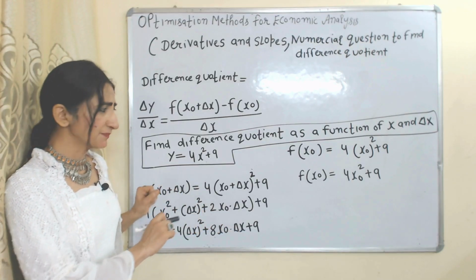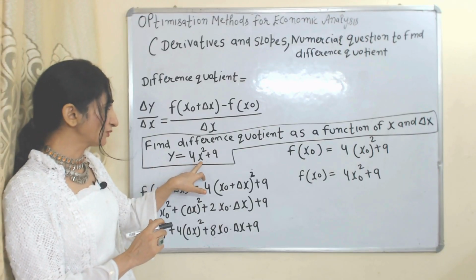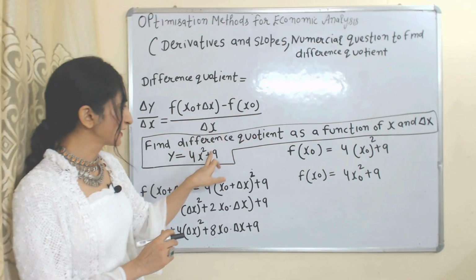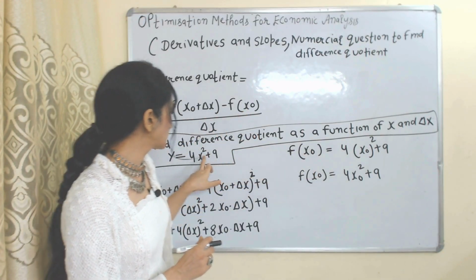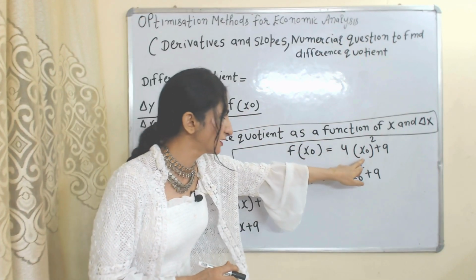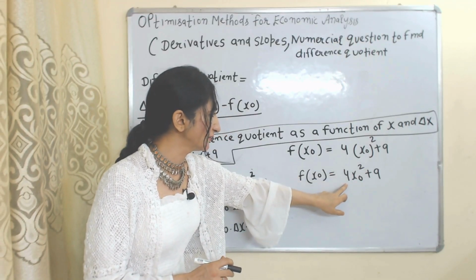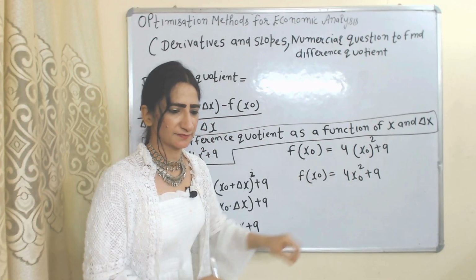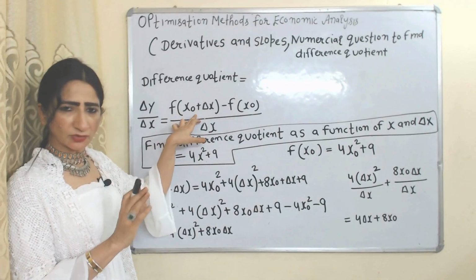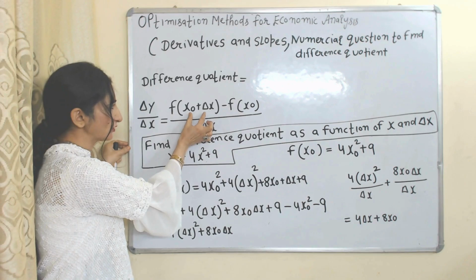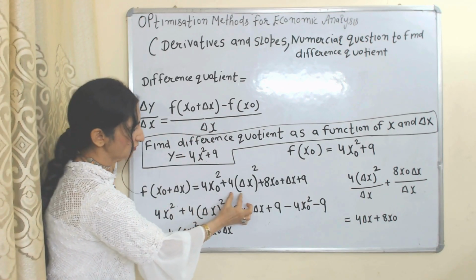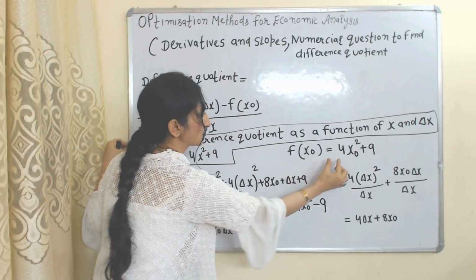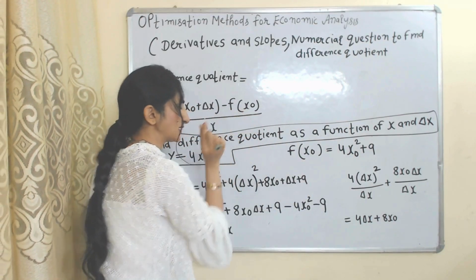This is very easy. Now in the same equation, in place of x, we will put x naught. Now it will become equal to 4x naught square plus 9. We will go according to this formula. We have calculated this value, and this value belongs to this. We have already calculated this value, and this value belongs to this.